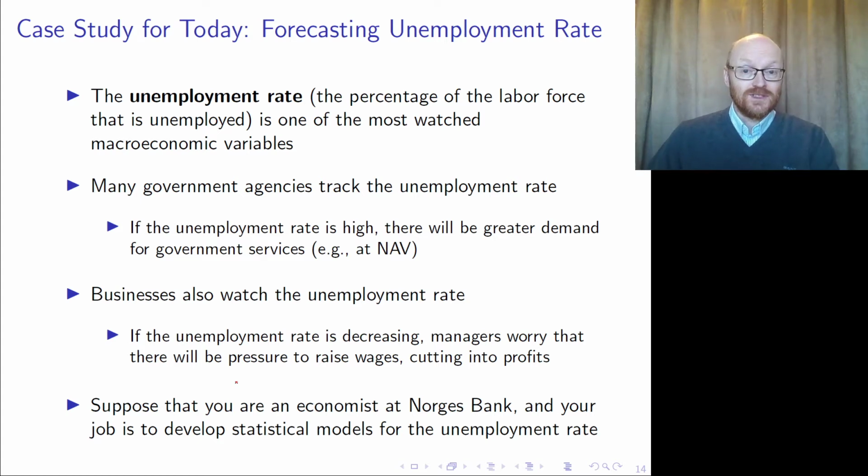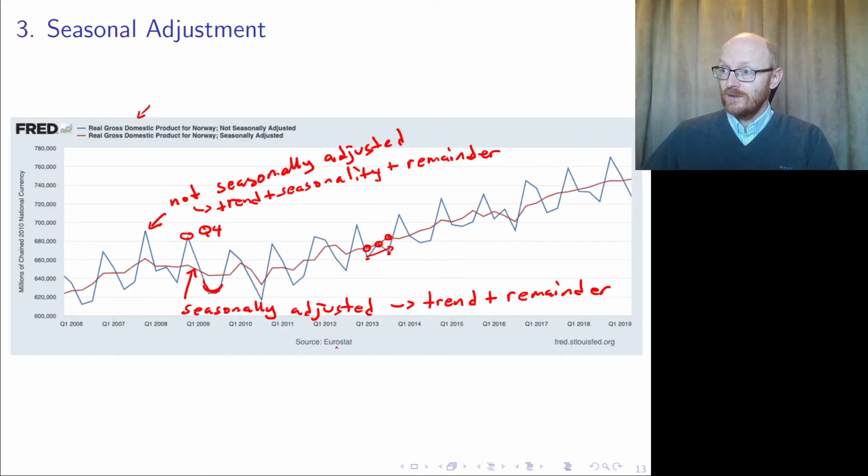And the case study for today is forecasting the unemployment rate. But before we do that, we need to just look at the seasonal adjustments again. Because how could you make this seasonally adjusted time series? What you could do is to take a simple moving average of the 4 quarters of the year. Okay, so we can do that.